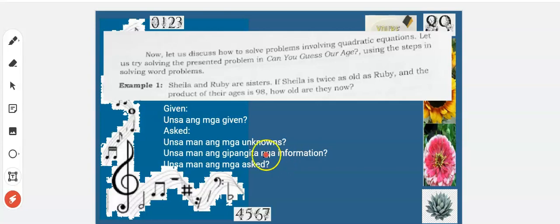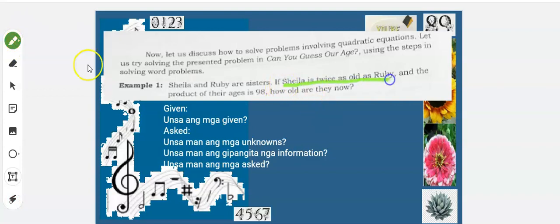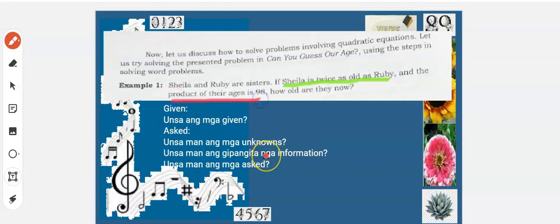Pangitaon nato ang given ug ang ask. So, unsa man ang mga given? Yes, you are correct. So, we have statements like Sheila is twice as old as Ruby. And we have another phrase, product of their ages is 98. Very good. And now, what is the ask?